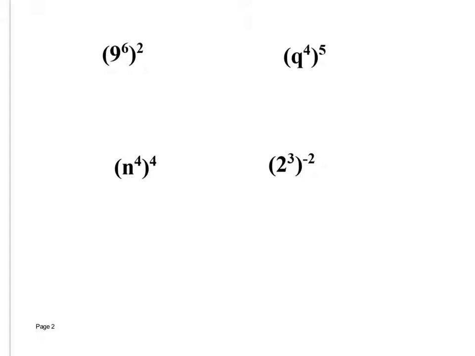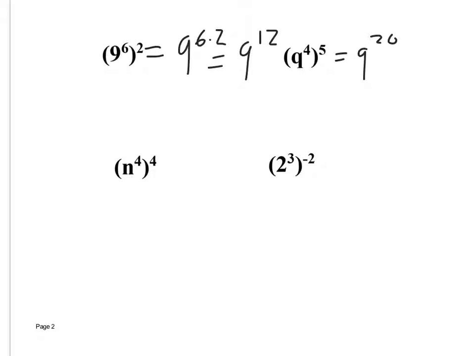Alright, first one, 9 to the 6th raised to the second power. I just take 9 and 6 times 2. I multiply those powers, so I've got 9 to the 12th power. Any questions how to do that? q to the 4th raised to the 5th power, so it's q to the 20th power. And you guys do the next two.